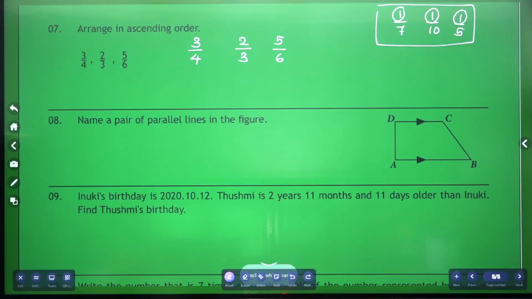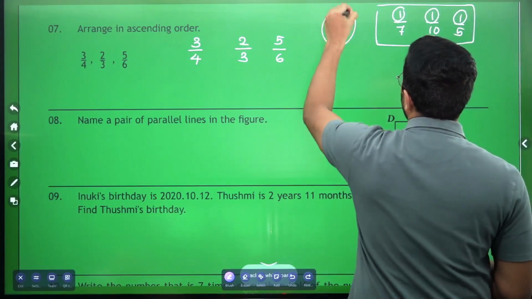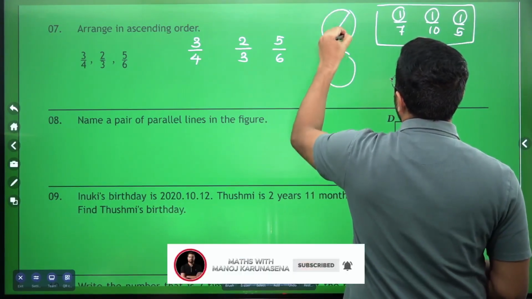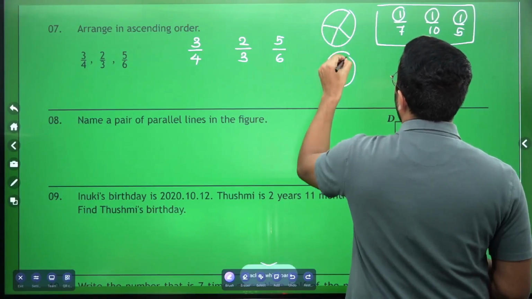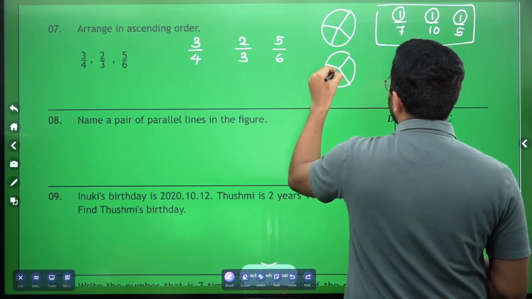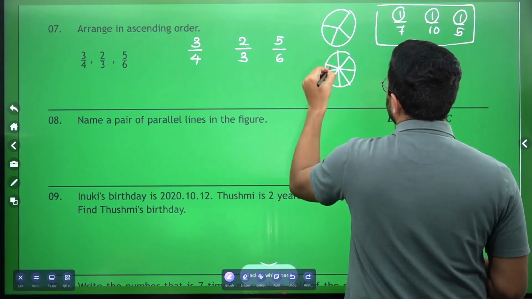What do you think? What is the smallest fraction out of these fractions? Very simple, you have to think like this. Let's say we have two cakes of equal size. The first cake we will cut into 5 equal parts, 1, 2, 3, 4, 5. And the second cake we are dividing into 10 equal parts.